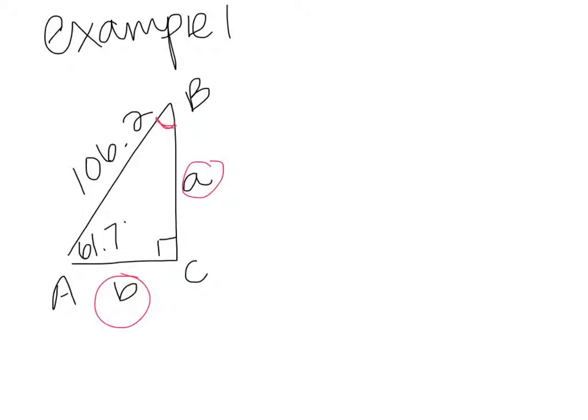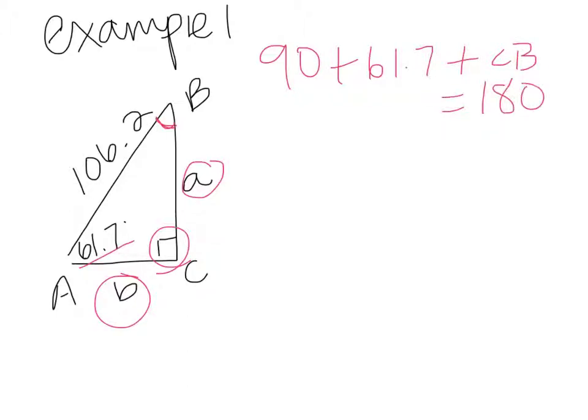I hope you see that I know two angles out of the triangle. I know the 61.7 at angle A, and I know the right angle, and I know that all three angles in a triangle need to add up to 180. So I know that 90 plus the 61.7 plus whatever angle B is has to add to 180 degrees. You're just going to solve that simple little equation, and when you're done you're going to get that the angle B has measurement of 28.3 degrees.